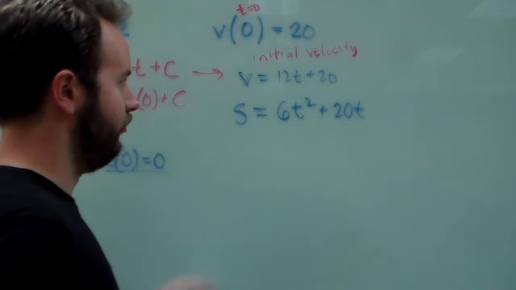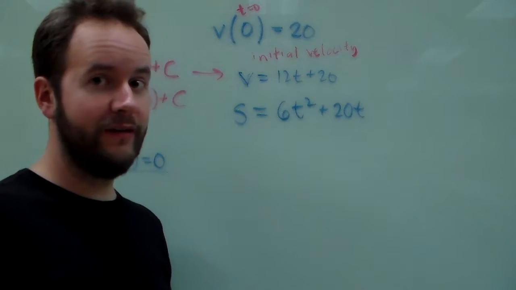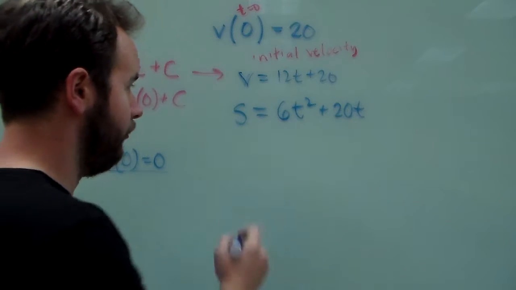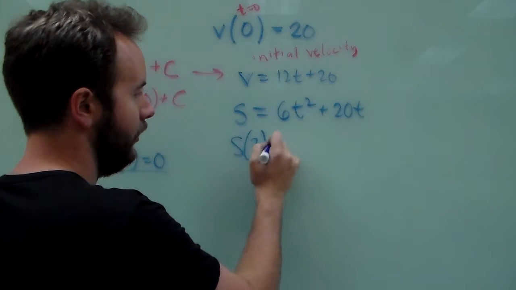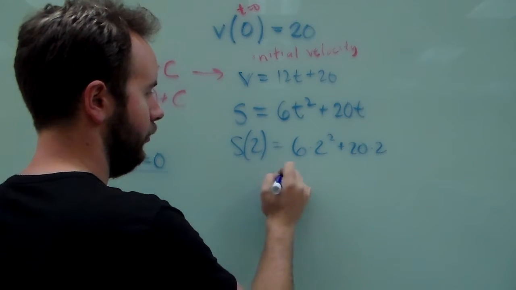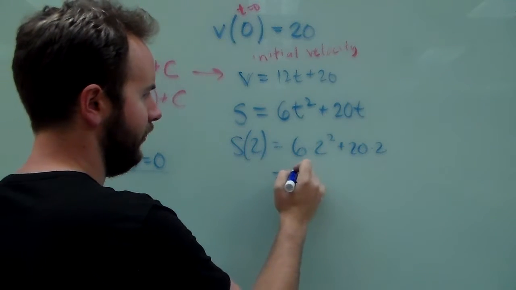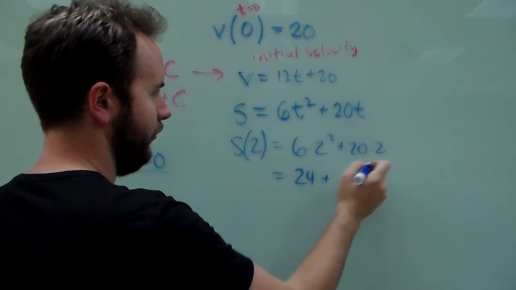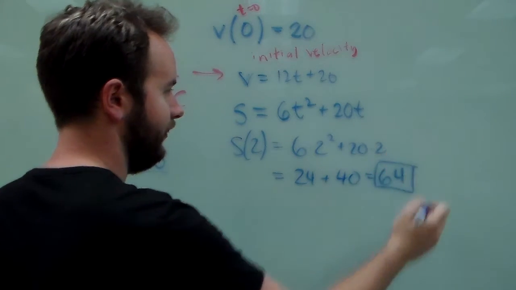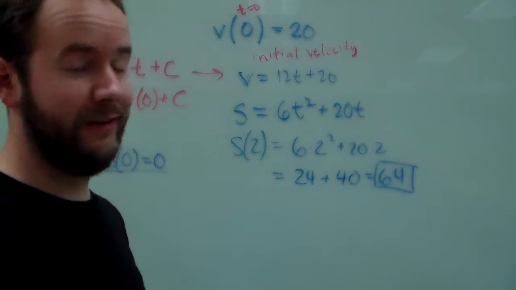And now I have a position function, s equals 6t squared plus 20t, and I want to find out Brenda's position after 2 seconds. So I'm going to go ahead and plug in 2 for t. I'm going to say s of 2 is equal to 6 times 2 squared plus 20 times 2, which gives us 2 squared is 4 times 6 is 24, plus 20 times 2 is 40, which gives us the final answer of 64. 64 feet traveled in 2 seconds, blazingly fast.